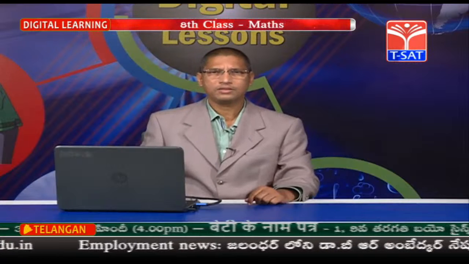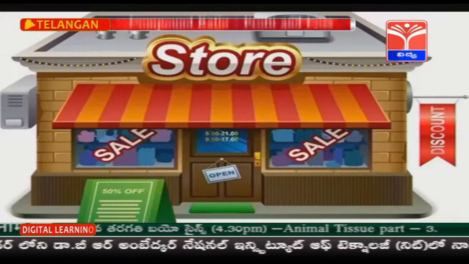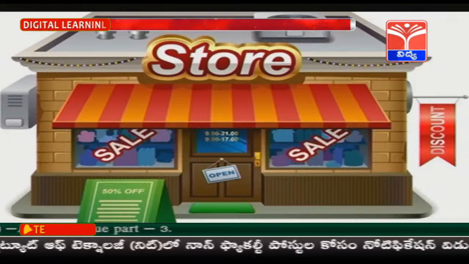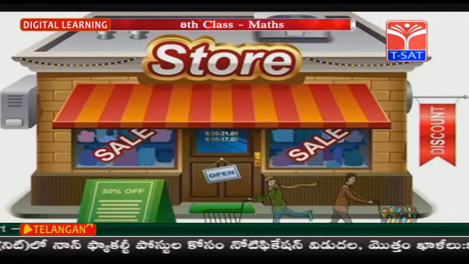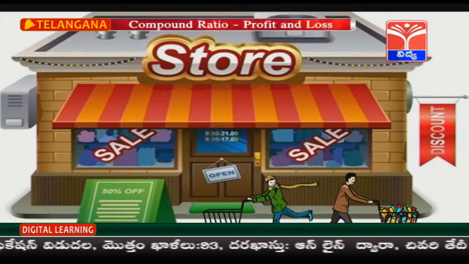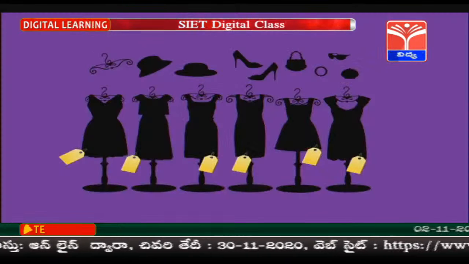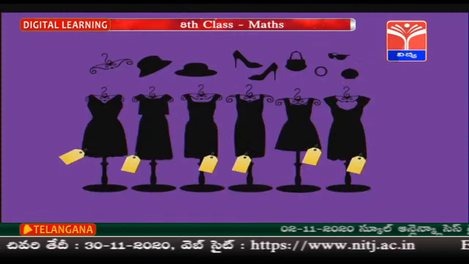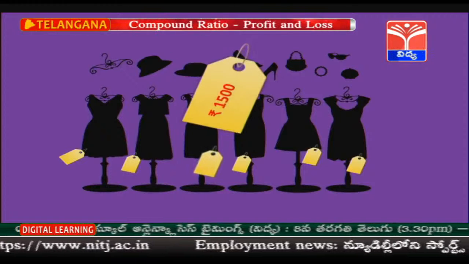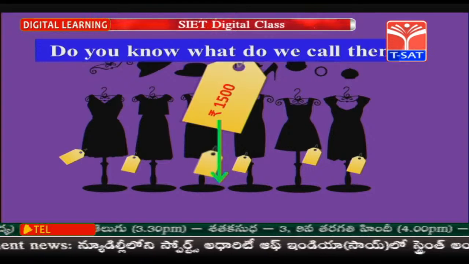Now, let us learn another important concept of discount. Look at this store. Wow, I think there is some discount sale going on in this store. People are rushing to buy their products so that they can buy more and at lesser rates. Children, have you seen this kind of garments in the shops? And what is this on those garments? Do you know what do we call them?